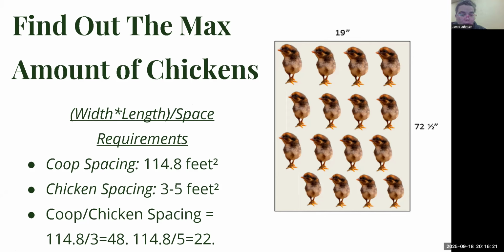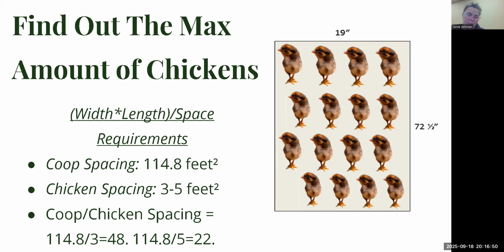So coop spacing divided by chicken spacing. So square footage divided by space requirements in square footage. Coop divided by chicken, basically. 114 divided by 3 is 48. 114.8 divided by 5 is 22. So that gives us our range.